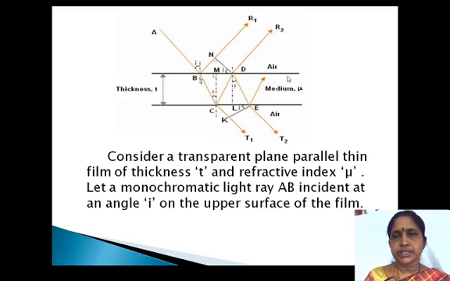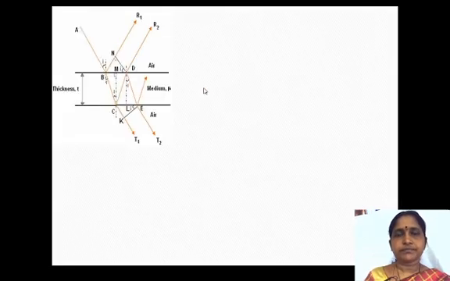So here we take the plane glass plate having refractive index mu and the same thickness. This is the uniform film. So another way to put this question is interference on a uniform film. Here the angle of incidence is i and the refraction angle is r.